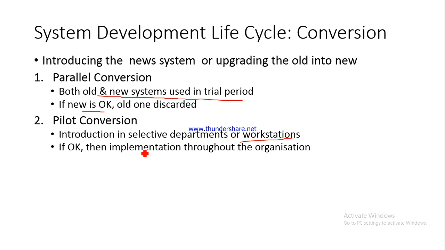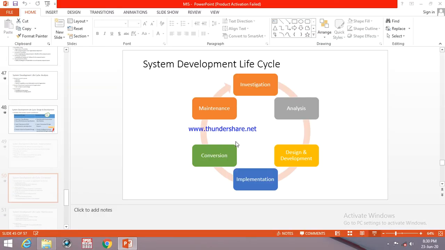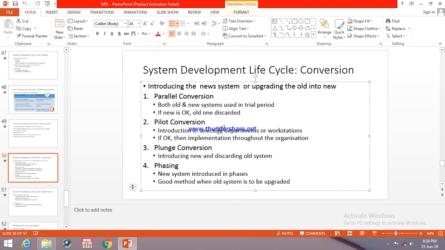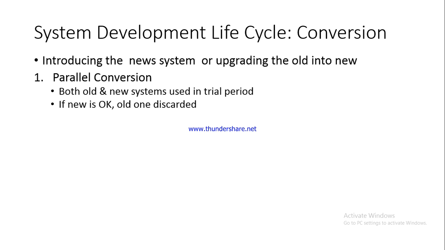So what we do is, we introduce the new information system in only selected departments or in only selected offices, in only some selected workstations, and then once everything is found to be okay, then we actually implement the information system across the organization. Now there is one mistake here, so let me correct it. It should be selected and not selective, right? So let me do this change here. So this probably is going to be a better term. So this is how we go about the pilot conversion.